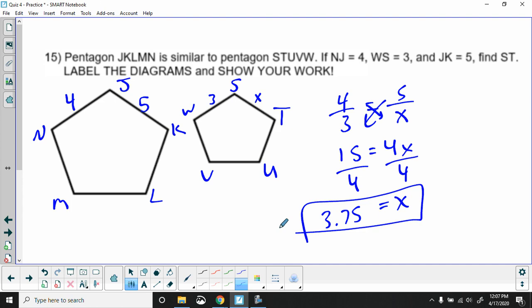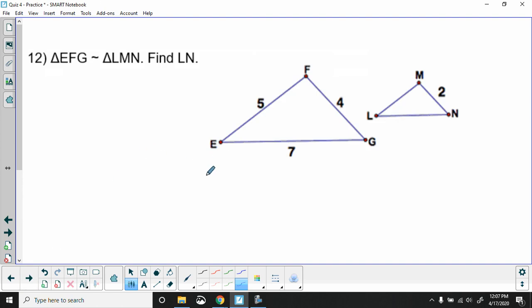They want to find LN. That's right here. Let's see, we got EG, LN. Okay, good, so those match. I can put x over 7. And then we're going to have to use 2 because there's no number right here. So MN does correspond with FG. Again, I'm checking the order here, so I don't want to be jumping the gun.